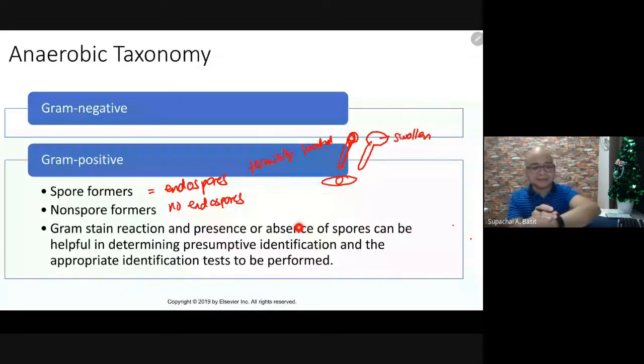And then the Gram stain reaction and the presence or absence of spores can be helpful in determining presumptive identification and the appropriate identification test to be performed. So that's the reason why that is also very important.